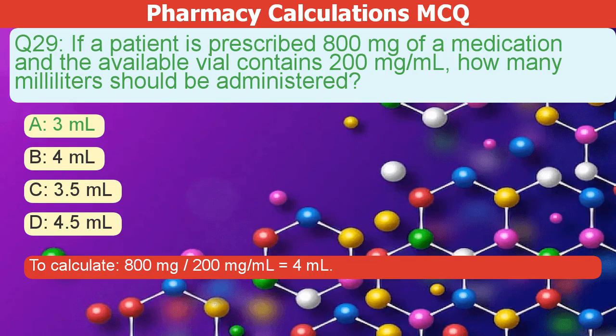The correct answer is A. To calculate, 800 milligrams divided by 200 milligrams per milliliter equals 4 milliliters.